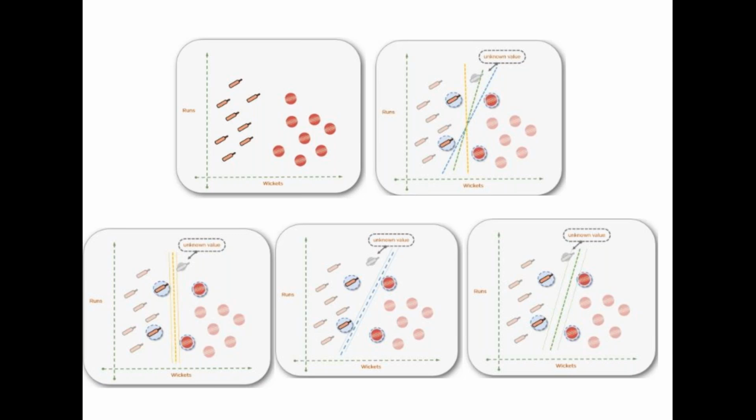Now, we want to classify the player variable, that is the unknown value, which now enters into the picture, as a batsman or a bowler. A decision boundary is now required in order to classify the new unknown variable. The decision boundary is nothing but the separation between the two classes. Now you can see the green, blue, and the yellow lines that are drawn in order to separate the two classes.